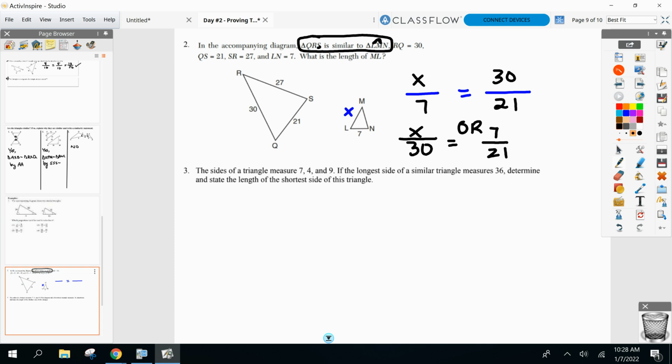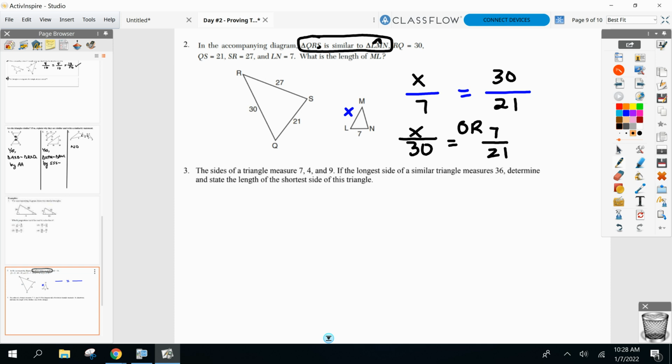Those are the same things. Are you cross multiplying the same numbers in both proportions? Yeah, so that's okay. I just want to show you there's different versions. You do what you're comfortable with. Go ahead, solve it in your group right now and move on to number 3.